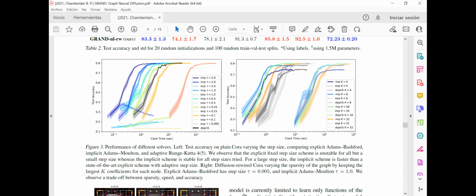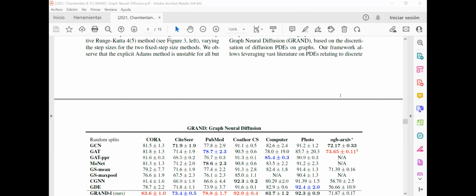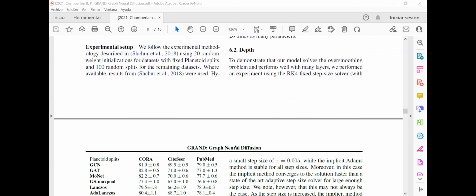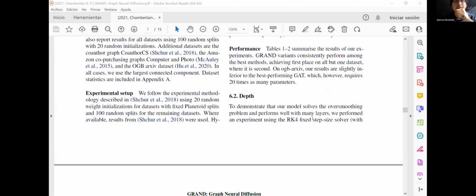Quercus, if you go to the page above figure 2, it says that they're using an RK4 method. Can you go to figure 2? Sorry, let's see figure 2. Yes, figure 2. I think it's the Runge-Kutta 4, right? Can you go to the page above? Can you scroll up a bit? Yes. Oh yes, that's correct.